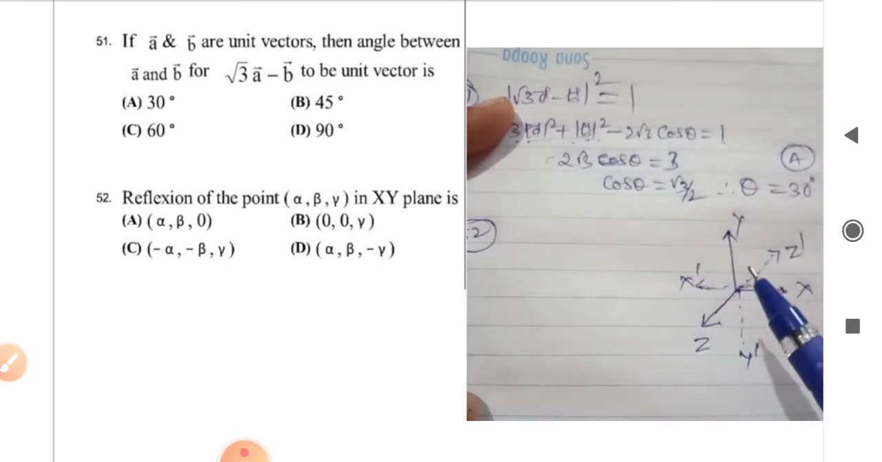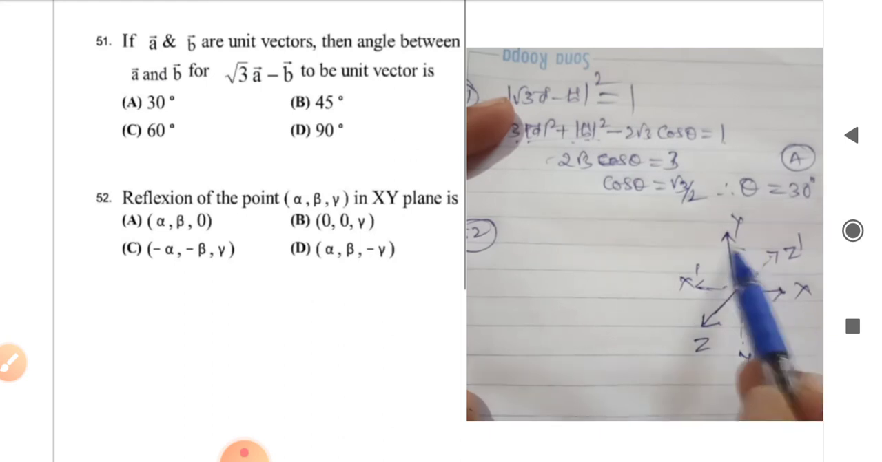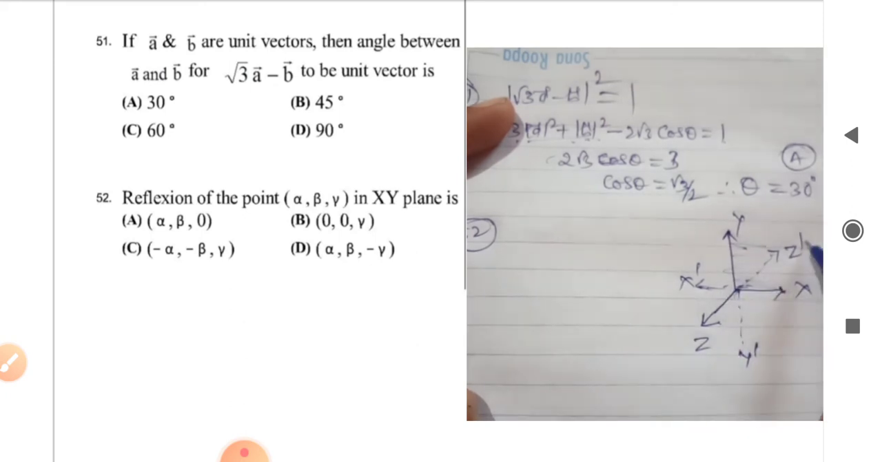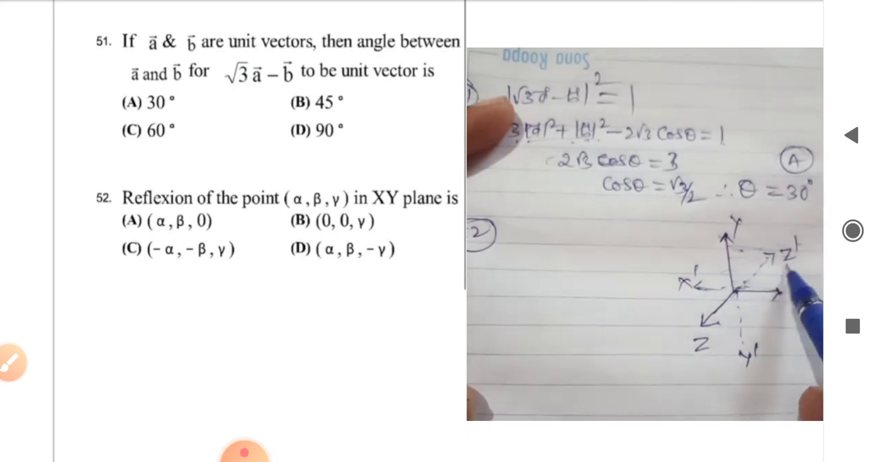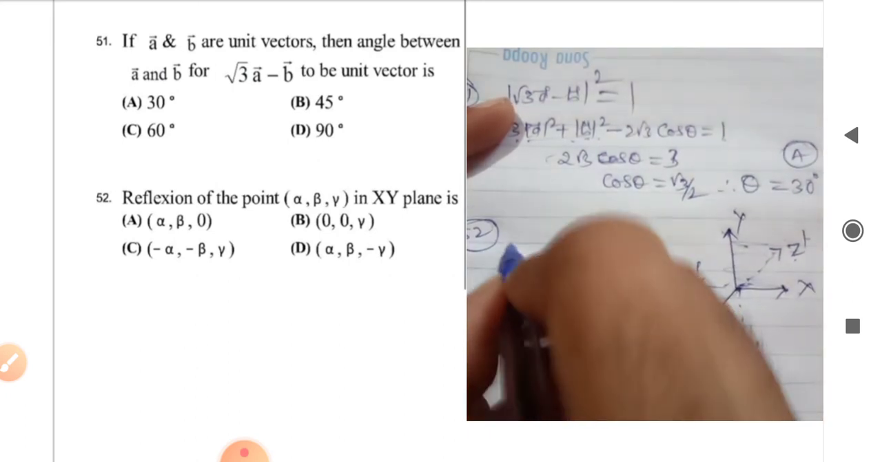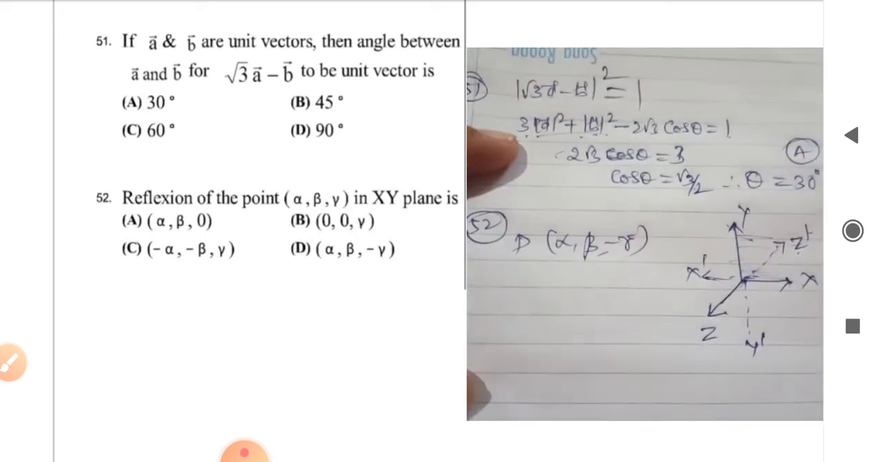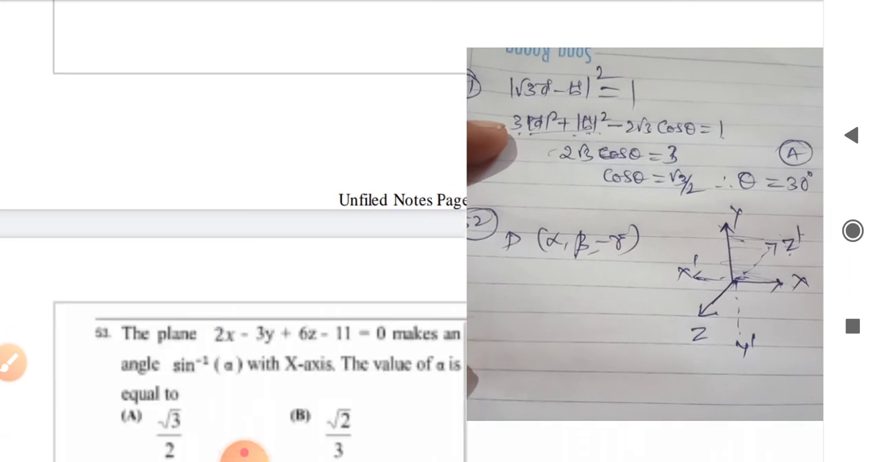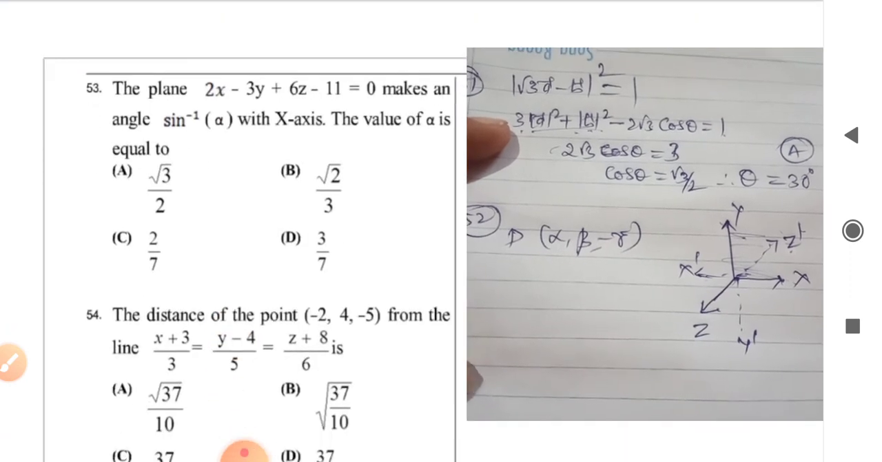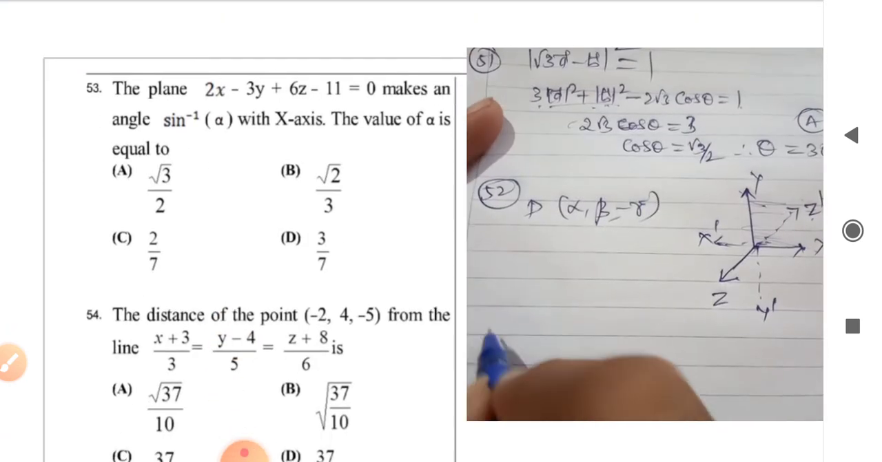And if you have a point in this plane, that is alpha, beta, gamma, obviously this is my xy plane, and the reflection comes on its backside. If it comes on the backside, x and y will be positive, z will be negative, so obviously the answer is D, that is alpha, beta, minus gamma. So don't waste time on these kinds of questions, very simple questions, and very clearly you can understand this one. So now I go for the 53rd question.